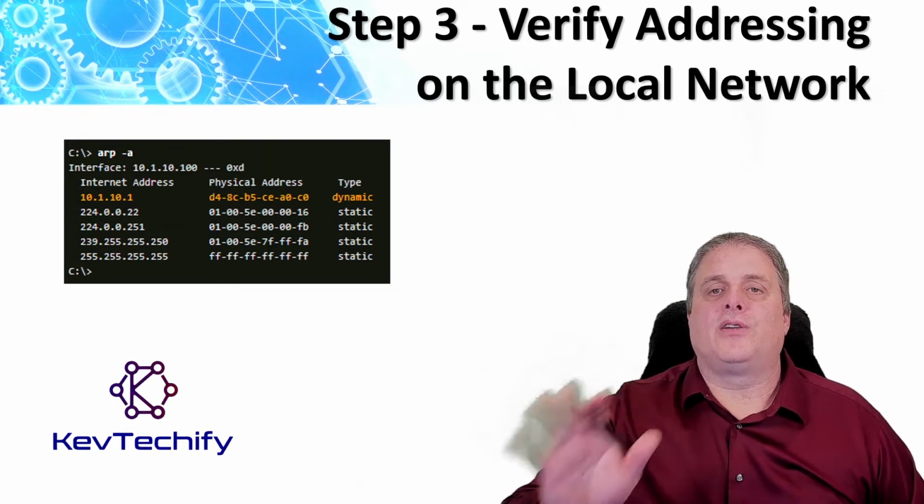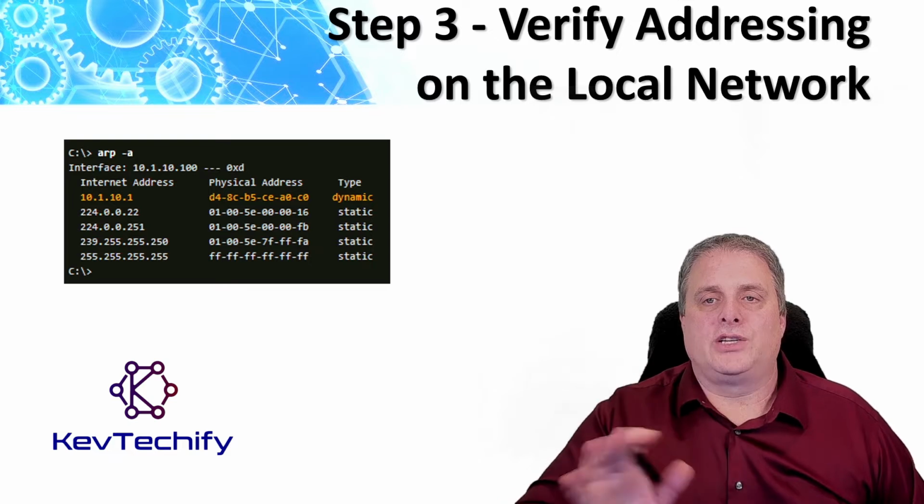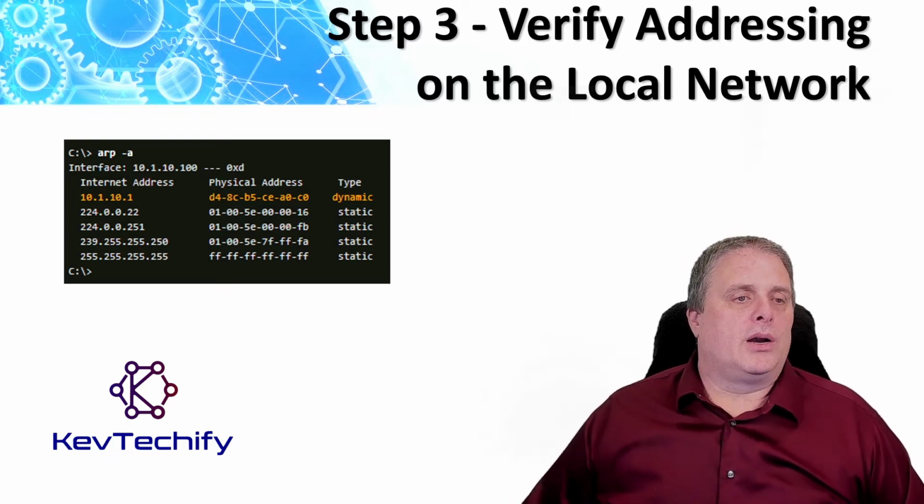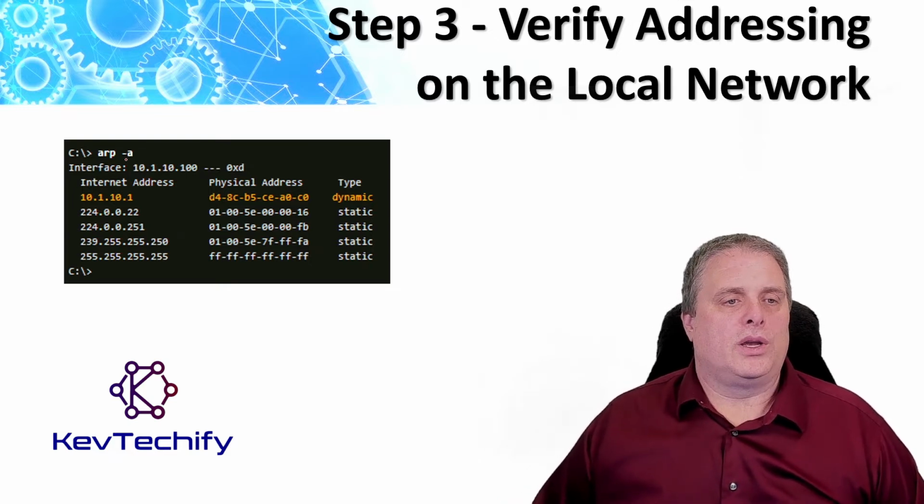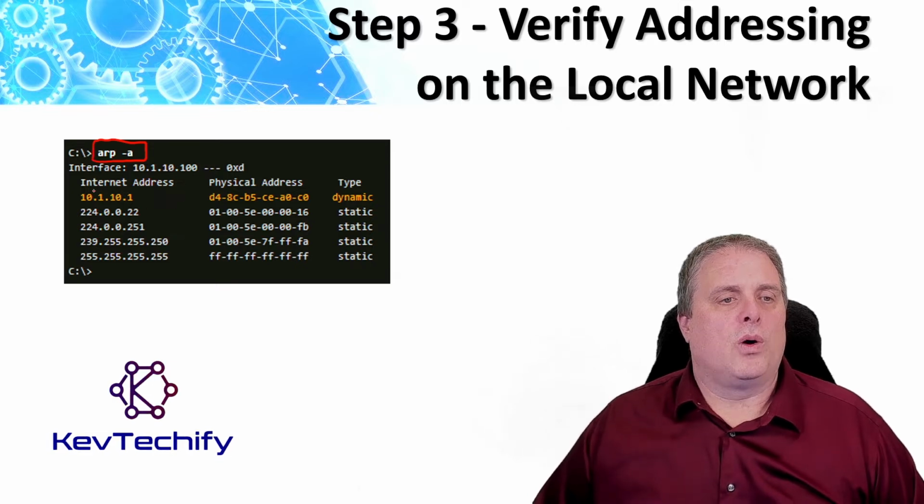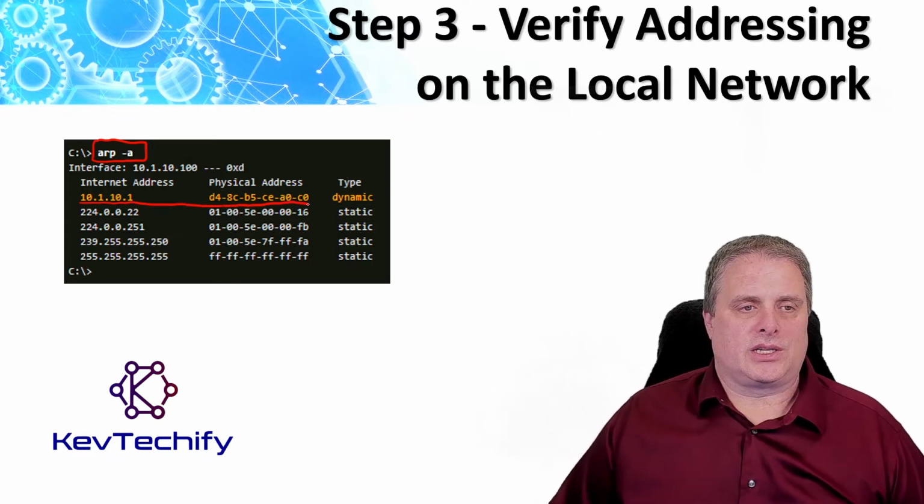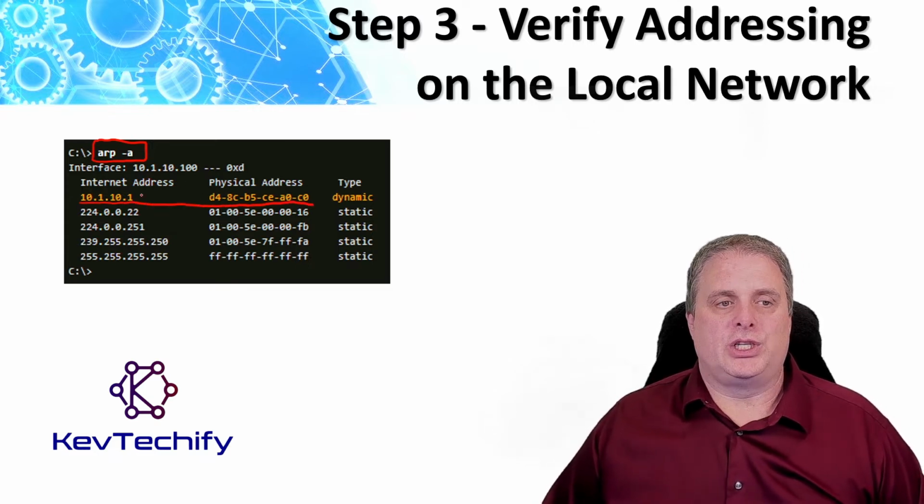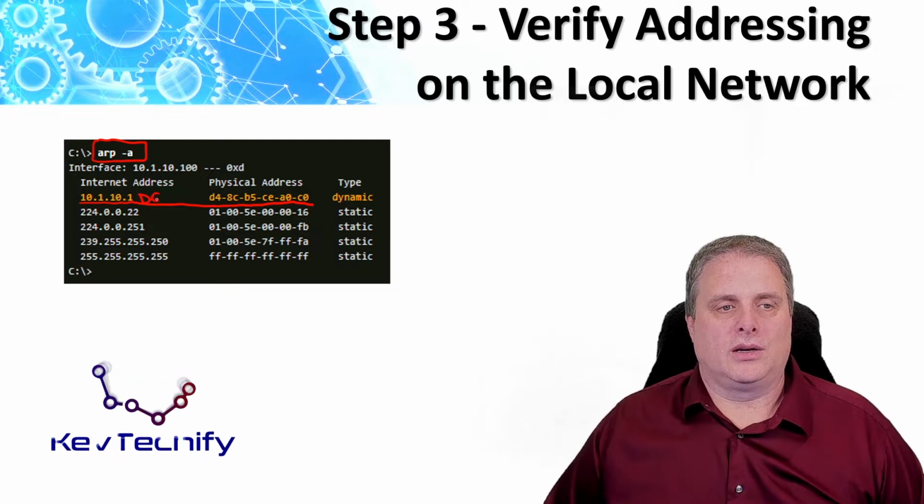Step 3, we verify our addressing on the local network. Here we are on PC1. One command we can do is an ARP -a, and that gives us our address resolution protocol entries, what we have in the cache. And we can see that we have an IP address, and this is the MAC address of that IP address. This should be our default gateway.